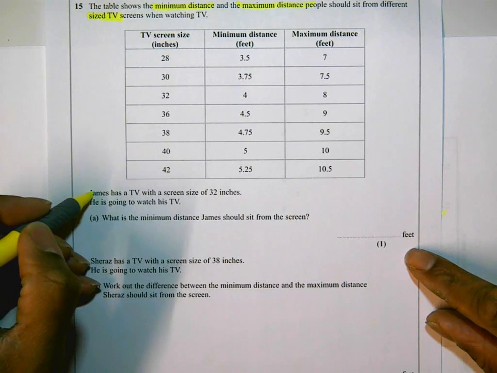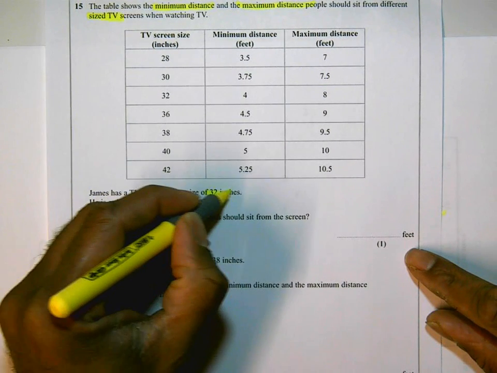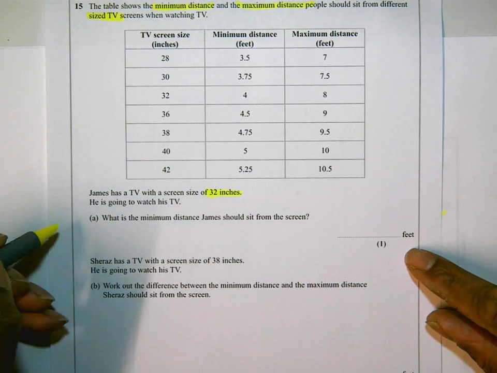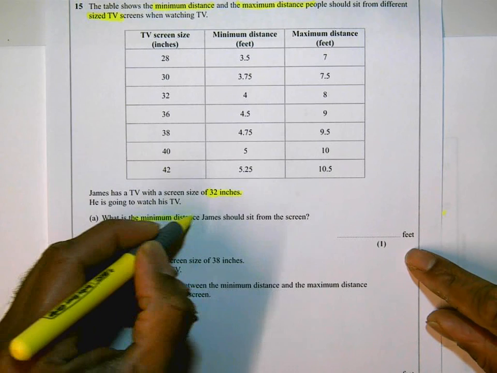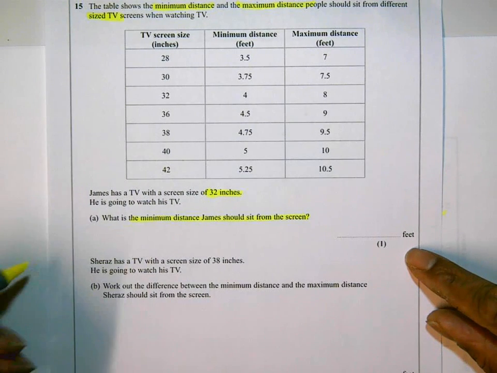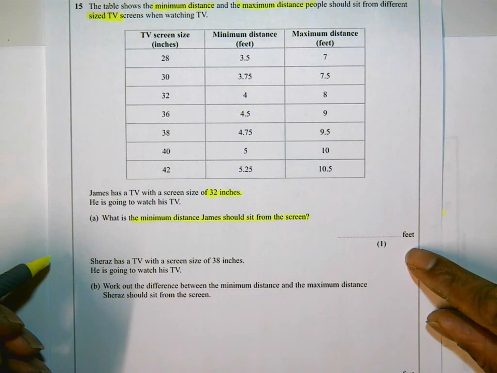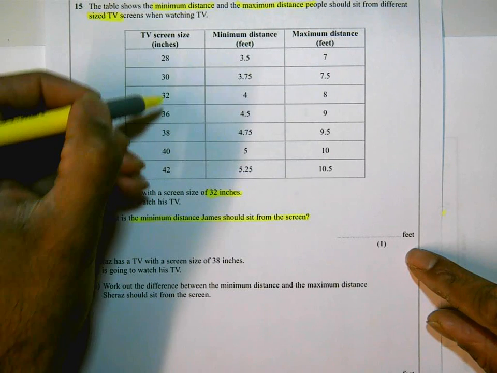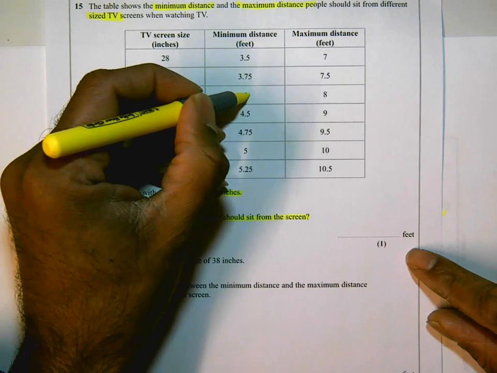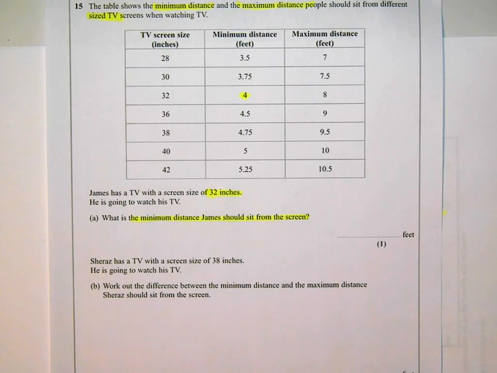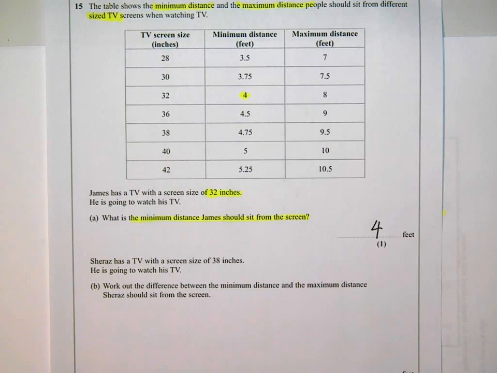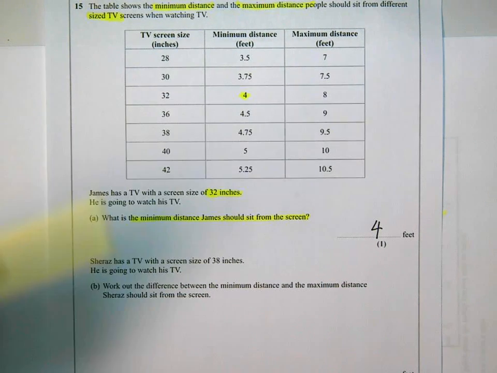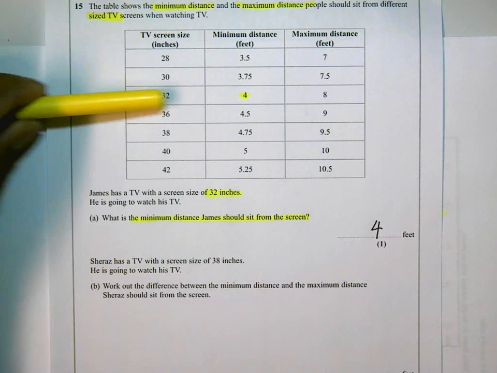James has a TV with screen size 32 inches. He's going to watch TV. What is the minimum distance James should sit from his TV screen? 32 inches, there it is. The minimum distance, just pick it up from the table, it is 4 feet. There's just one mark for that, so we're just picking up that information from the table. 32 inches is the size of the TV screen, 4 feet.